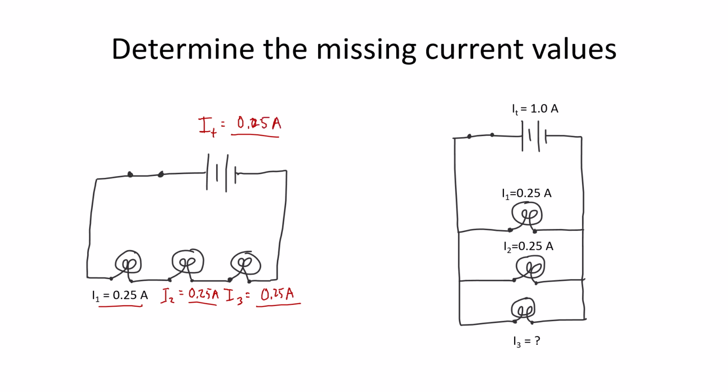Now for a parallel circuit, they've got to add up. So if the total current is 1 amp, and you've got electrons coming out here and then going this way and then this way, if you've got a quarter of an amp going here and a quarter of an amp going here, you can just subtract from the total to figure out the remaining value. So 1 amp minus 2 quarters means that this is going to be 0.5 amps going through this last branch.